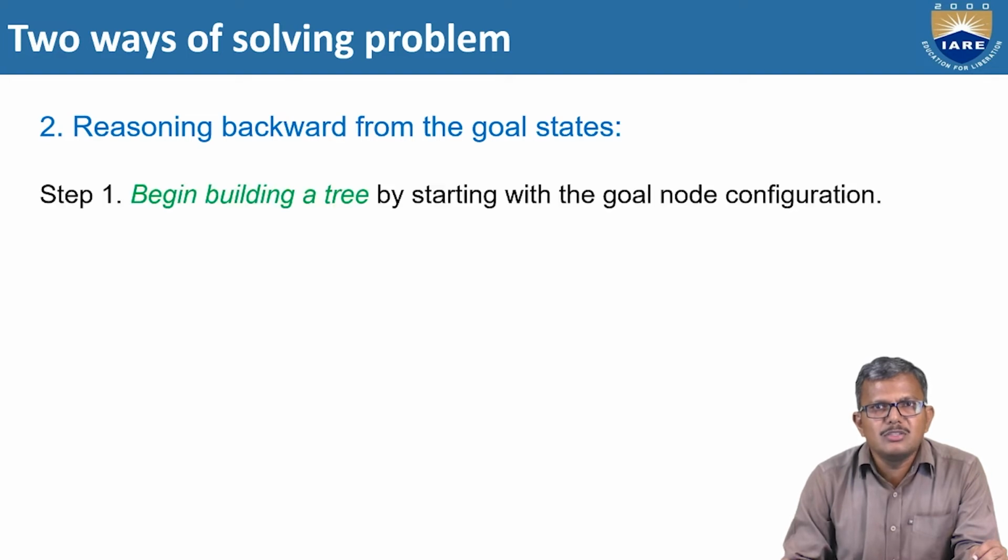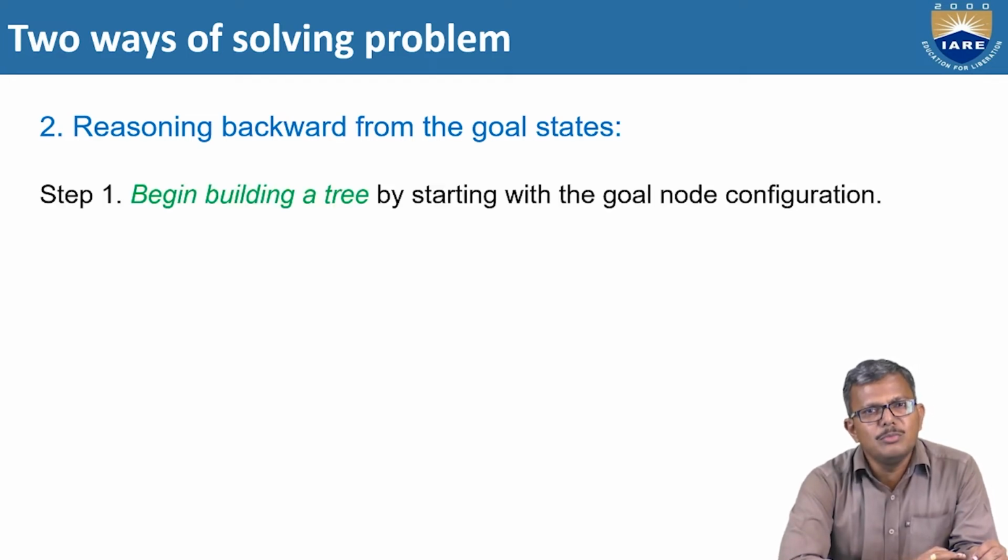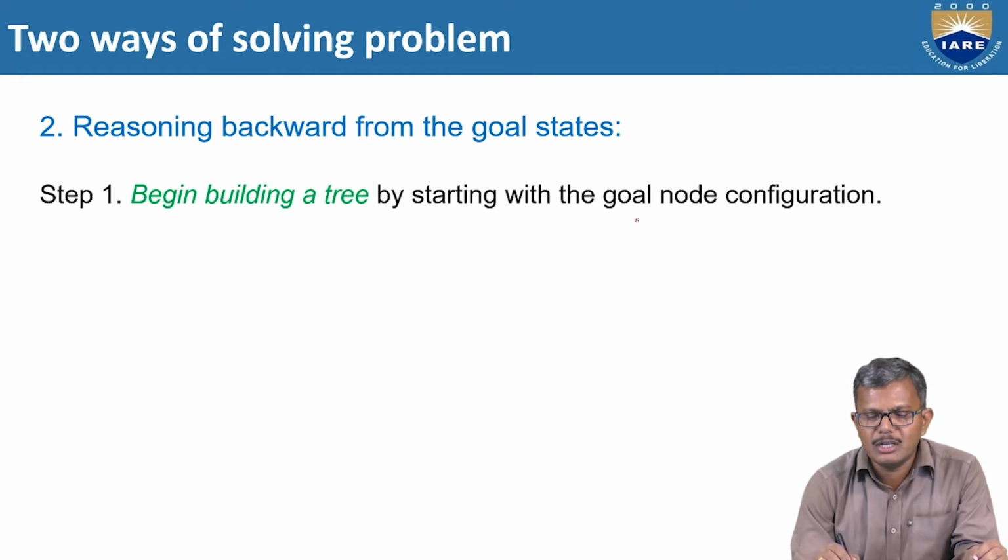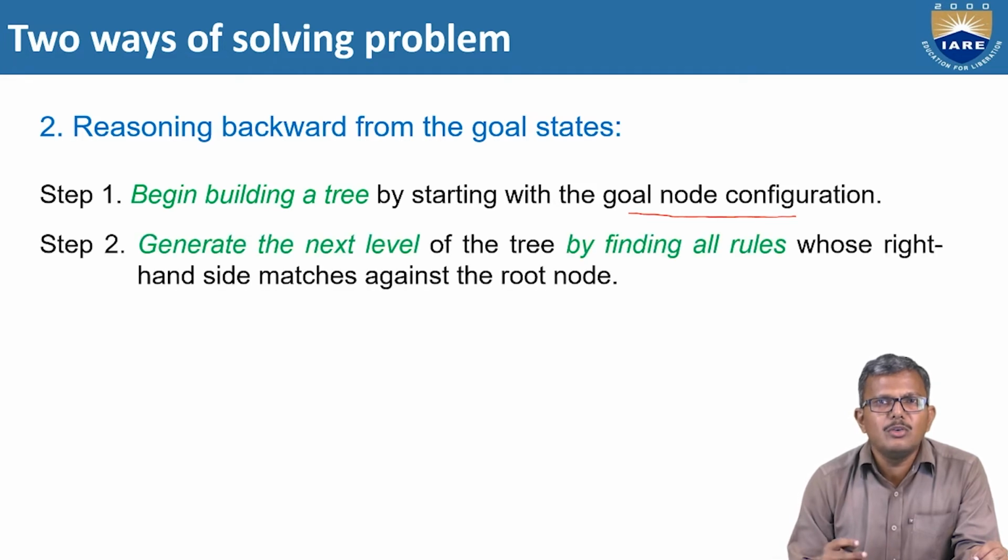In the backward reasoning also the same thing you see. We have to build the search tree, but what we are considering here is the goal node. In the forward reasoning, we considered the initial node. Here we are considering the goal node. Why? Because just now we told that backward reasoning means your search process will start from the goal state, not from the initial state. Okay, so in this case also, you are trying to identify the rules which are applicable to generate the next level.